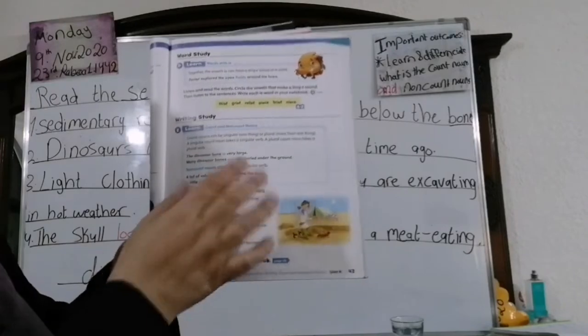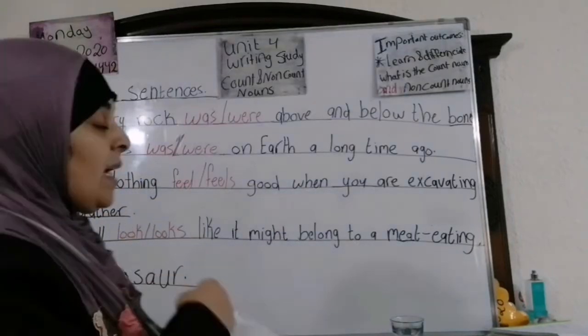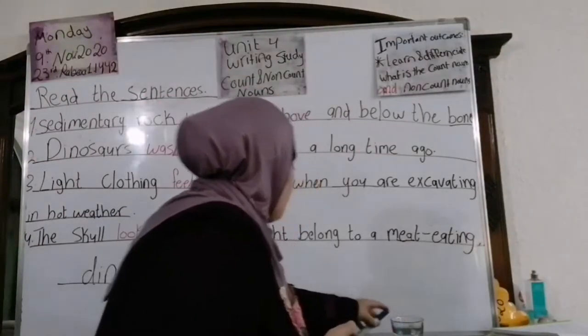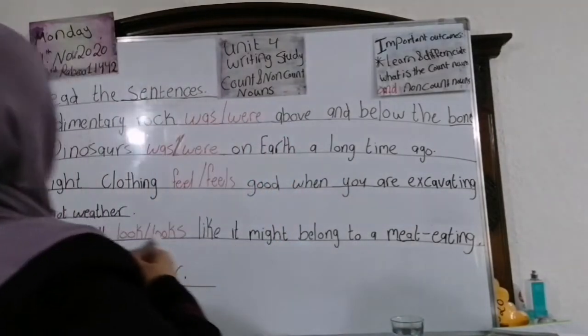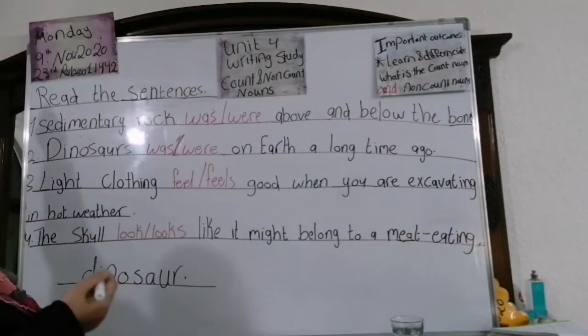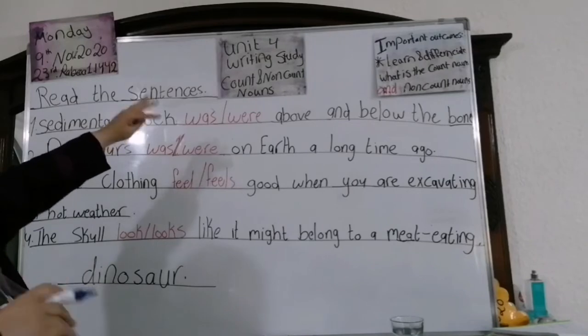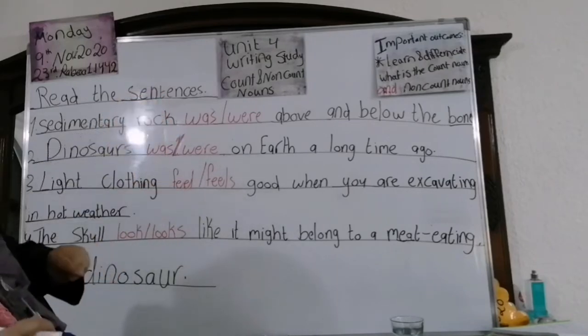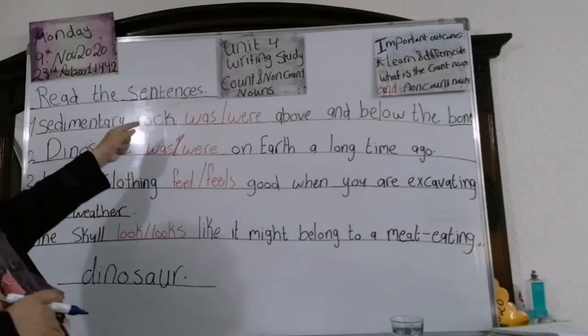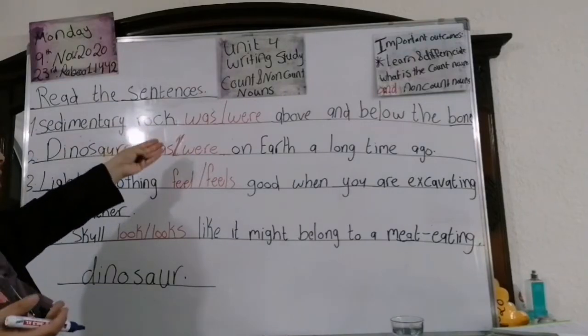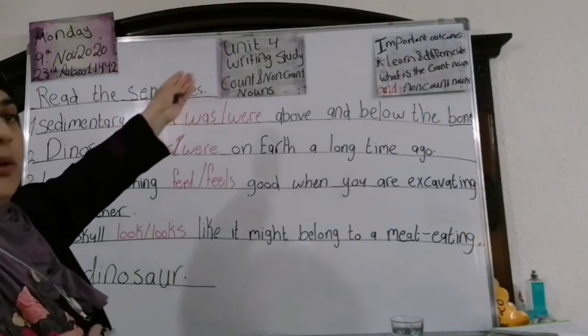Now, we're going to do this exercise on the board. Be with me, please. Stay with me. Look at this one. We have question number 1. Sedimentary rock was or were above and below the bone. Now look at me. Can we count rocks? We can't count them. Sedimentary rock. 2 sedimentary rocks. 3 sedimentary rocks.